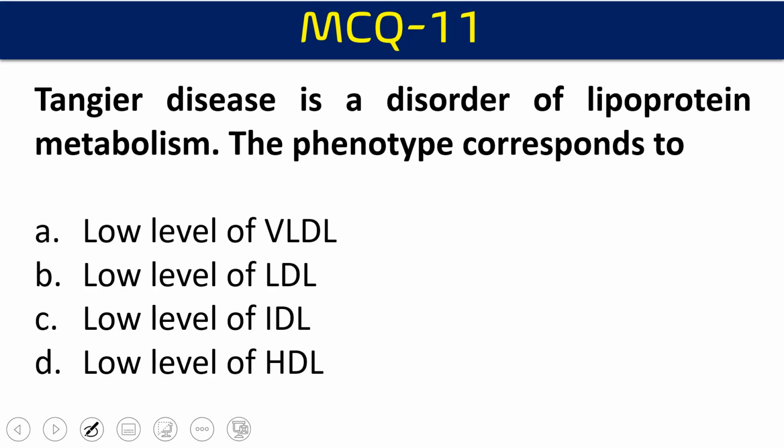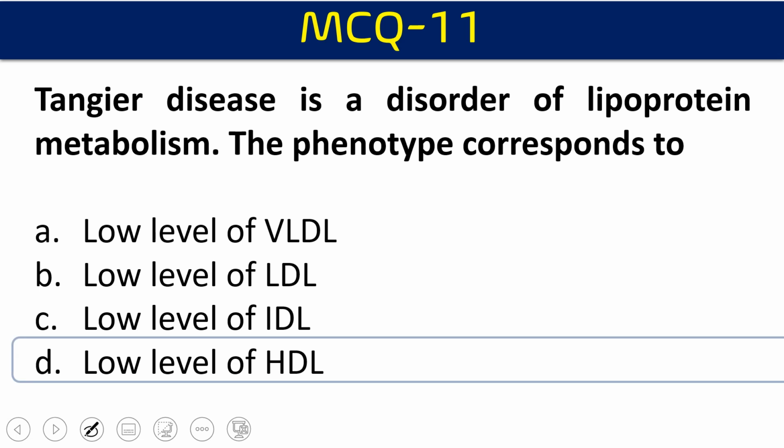Next question we are having: Tangier disease is a disorder of lipoprotein metabolism. The phenotype corresponds to which type of biochemical properties Tangier disease will have? Low level of VLDL, low level of LDL, IDL or HDL? The correct answer is low level of HDL.